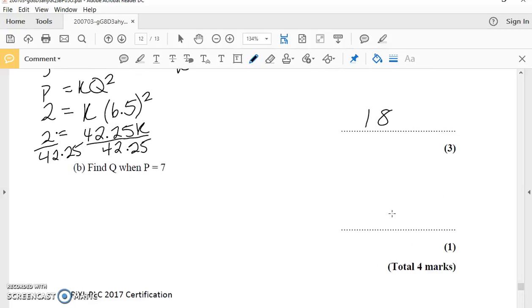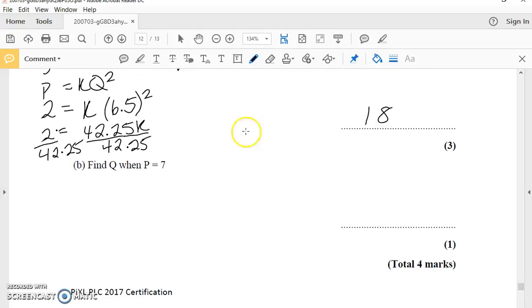Okay, and then if we look down here, we're going to use that same k value, so k still equals 0.047. But this time, we want to find q when p equals 7. So I've got 7 equals 0.047 q squared. So I'm going to divide both sides by 0.047.